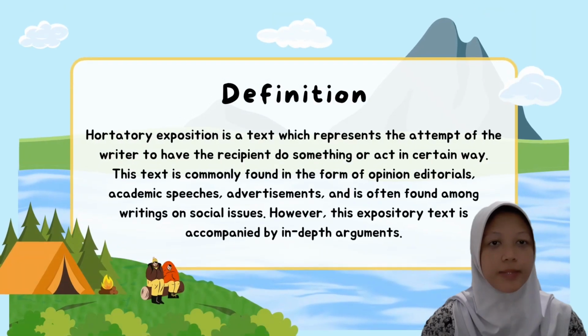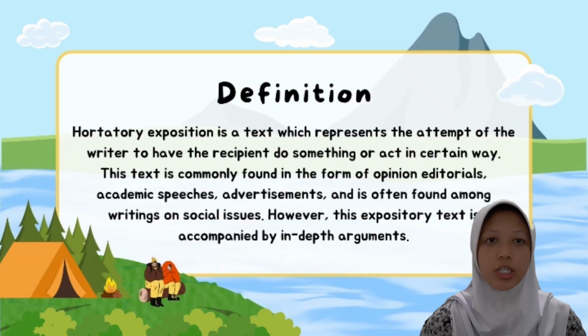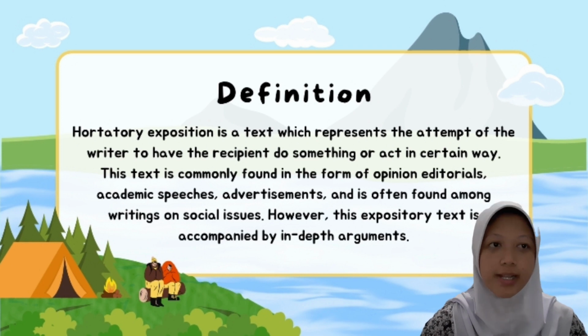First of all, let me tell you what is the definition of hortatory exposition. Hortatory exposition is a text which represents the attempt of the writer to have the recipient do something or act in a certain way. This text is commonly found in the form of opinion, editorials, academic speeches, advertisements, and is often found among writings on social issues. However, this expository text is accompanied by in-depth arguments.